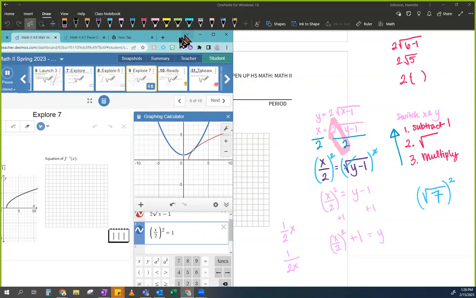Okay. But something is wrong here. What is wrong here? Anybody see what's wrong? This is not correct. Something's wrong with this. What do you see that's wrong? Because this blue is supposed to be a reflection of red. Is blue a reflection of red?